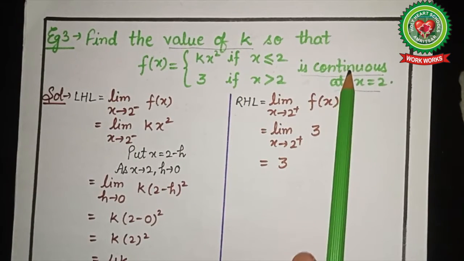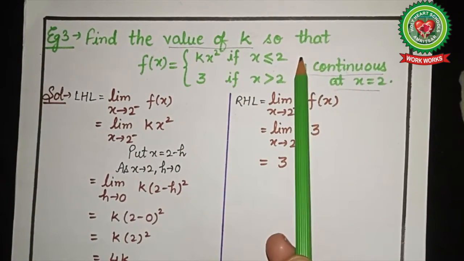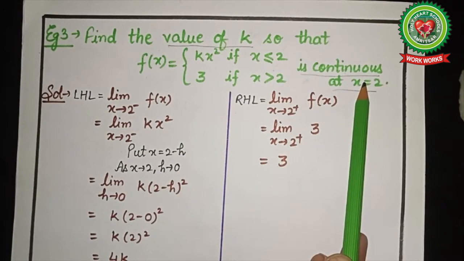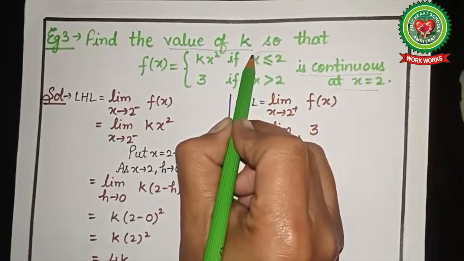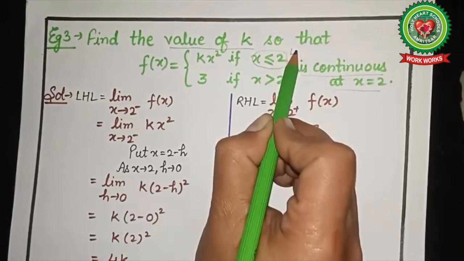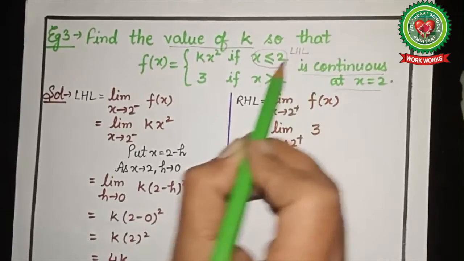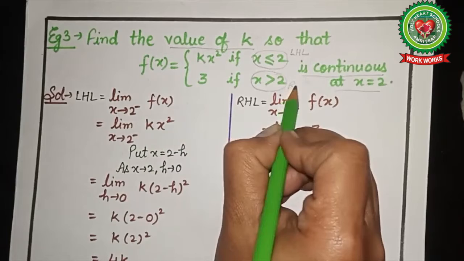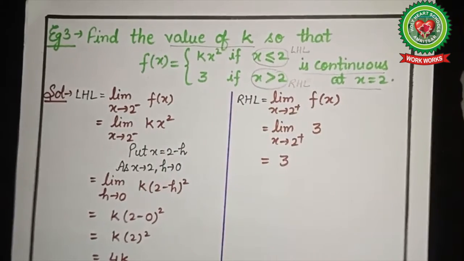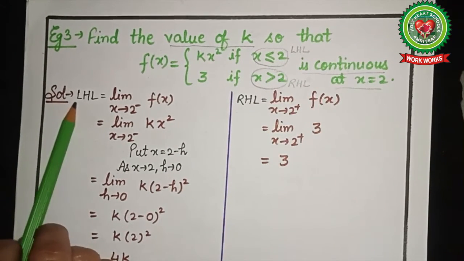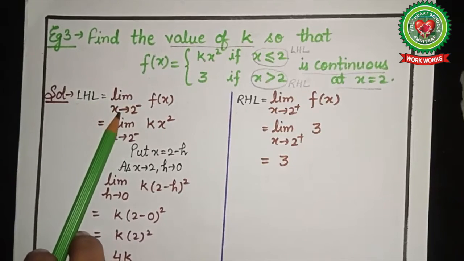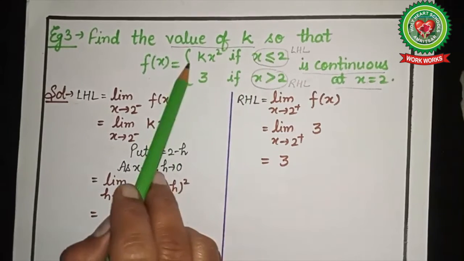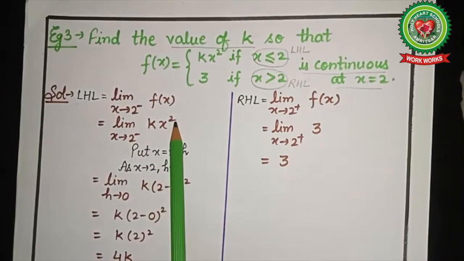So here the function is continuous, which means the left hand limit, right hand limit and value of the function at point 2 are the same. Here x less than 2 gives the function for the left hand limit, and x greater than 2 gives the function for the right hand limit. Let's start the sum. Left hand limit is equal to limit x approaches 2 negative of f(x). Put the value of f(x) for less than 2, it is kx square.